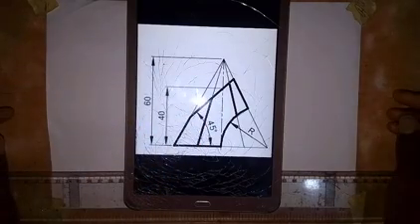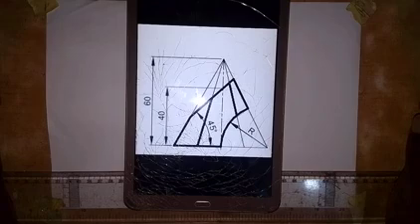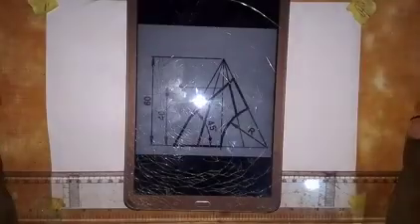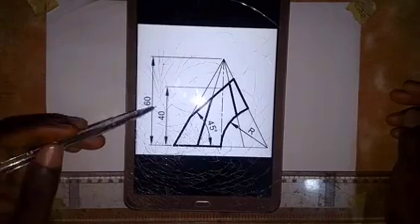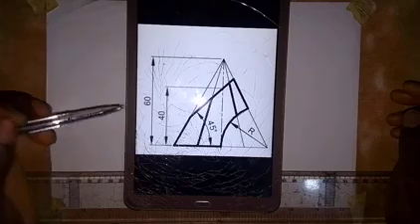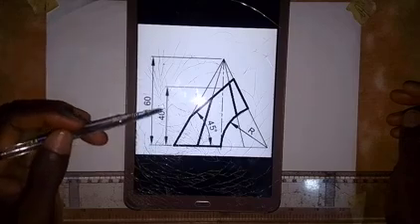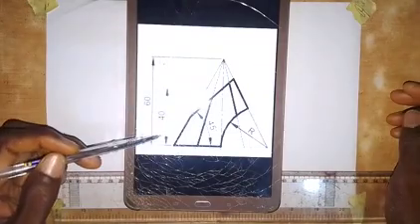What we are going to do is to produce the surface development of this object, and this is the front elevation of a truncated hexagonal pyramid. As we can see here, the total height is 60 and the distance from here to the center here is 40.